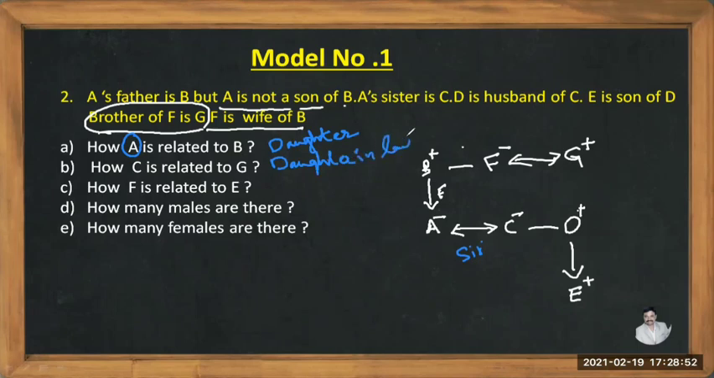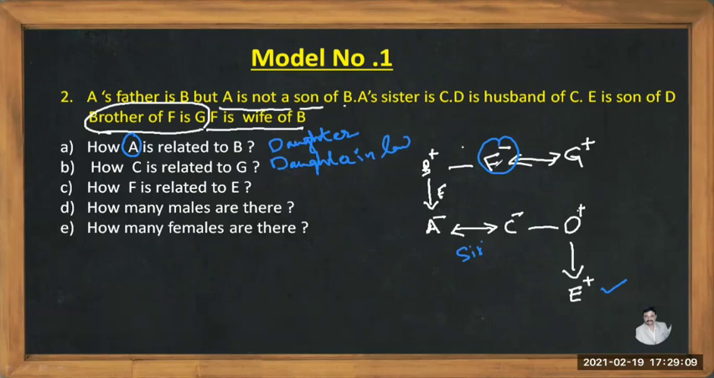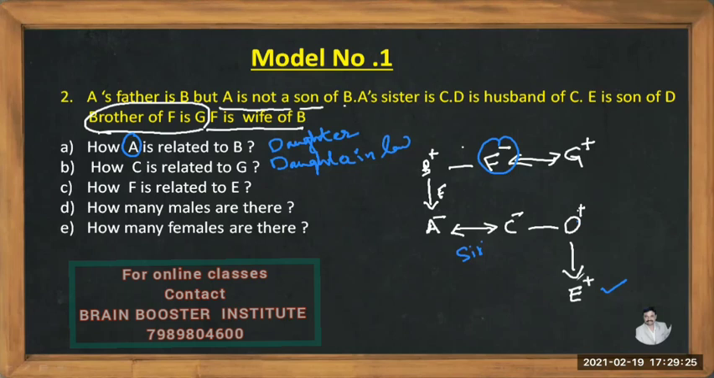Got the point? And how is F related to E? Here is F and here is E. F and C are mother and daughter, and D is the daughter's husband to F. As E is the son of the daughter, E must be the grandson. But how F is related to E means we need to frame the relation from F to E, so F must be the grandmother. Very easily, my dear students. I hope you are able to understand.